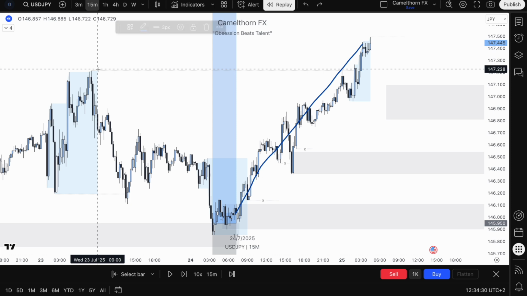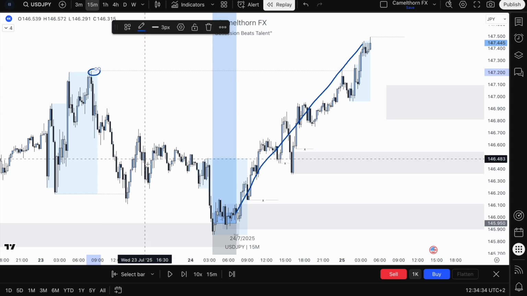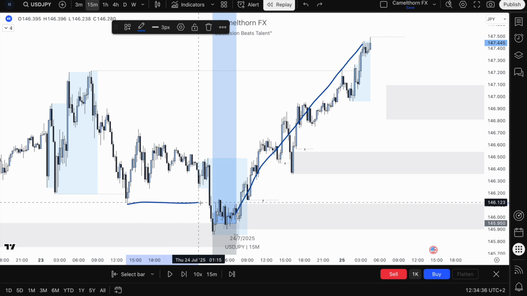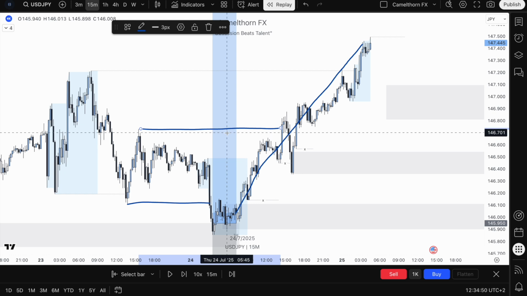And then we saw a violation of what I had identified as my microstructure strong high. Again, if this was a new break of structure for you, then this would have been the point that you identify your structure shifting from bearish to bullish. Notice that the only difference here is that you are identifying the break a lot sooner. And because you identify the break a lot sooner, you are effectively following price action a lot closer.